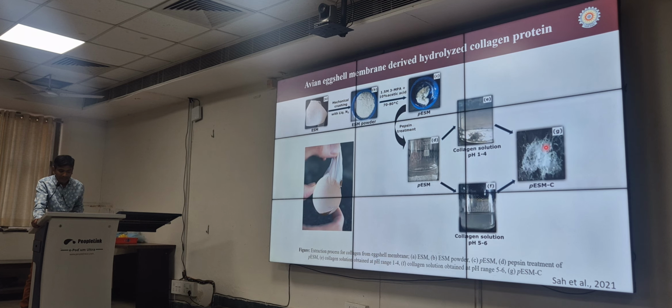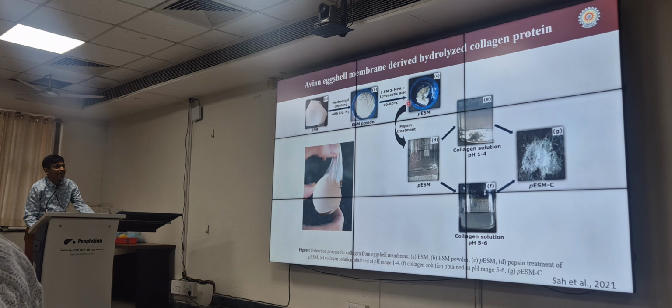My lab is very much involved with utilizing an underrated biomaterial, and that is the avian eggshell membrane. Here this is the eggshell membrane, right? And how we are processing it: here we can see eggshell membrane powder we are making. And this eggshell membrane powder is a commercial product named NEM from Professor Maxwell Hing, who is my collaborator.